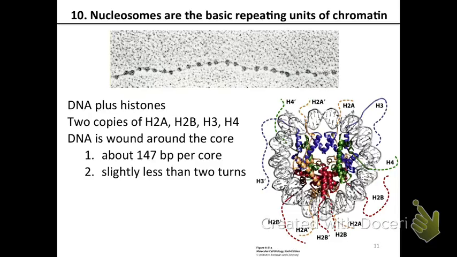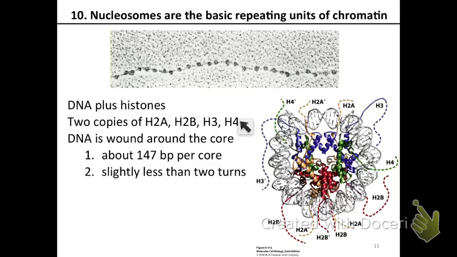All right. So the basic repeat structure in chromatin is called a nucleosome. Okay? Nucleosomes are basically the beads in the bead-on-a-string structure. They are made up of DNA plus histone proteins. The histone proteins are named here: histone H2A, H2B, H3, and H4.